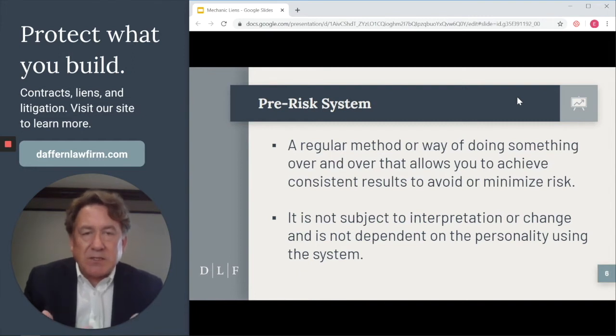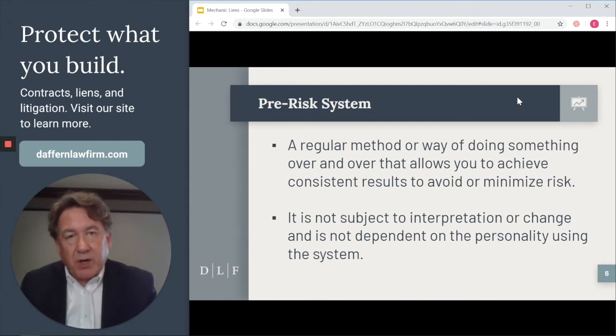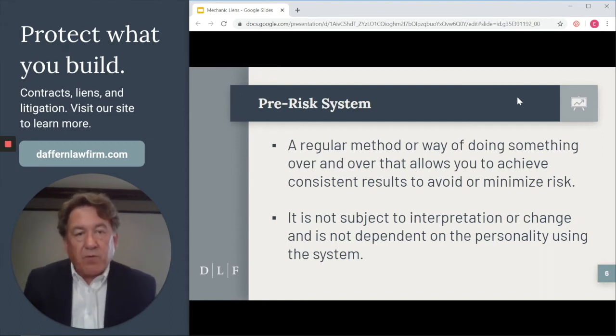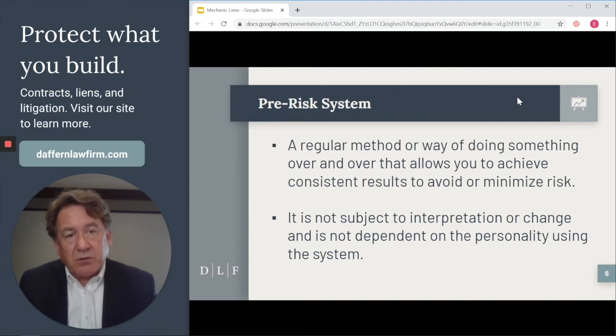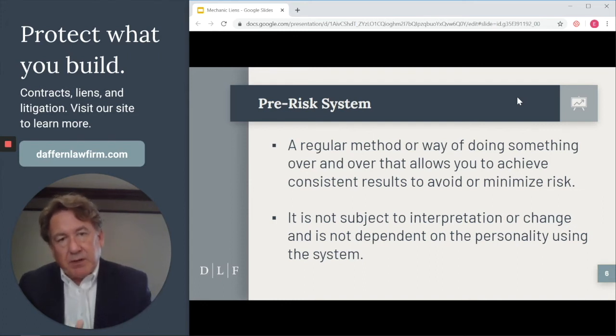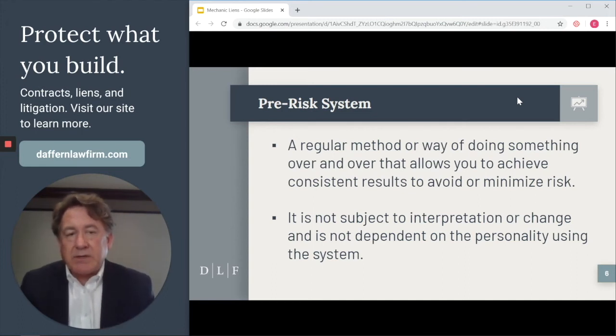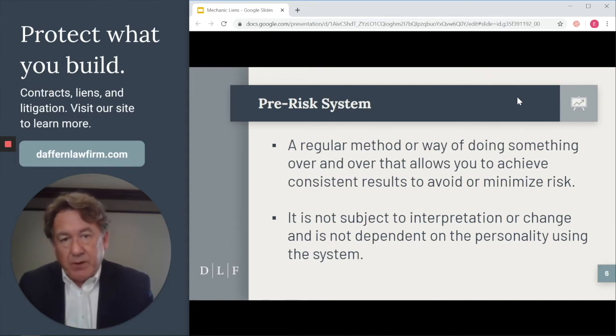So what exactly does a system look like? Well, again, it's simply just a written system of documenting the processes in your company. Some define it as a regular method or way of doing something over and over that allows you to achieve consistent results to avoid or minimize risk. But most importantly, it's not subject to interpretation or change and is not dependent on the personality using the system. Now, this is extremely important. A written system is something that you do over and over in a particular way. It's important not to have that team member interpret that system or to change it based on their own personality.